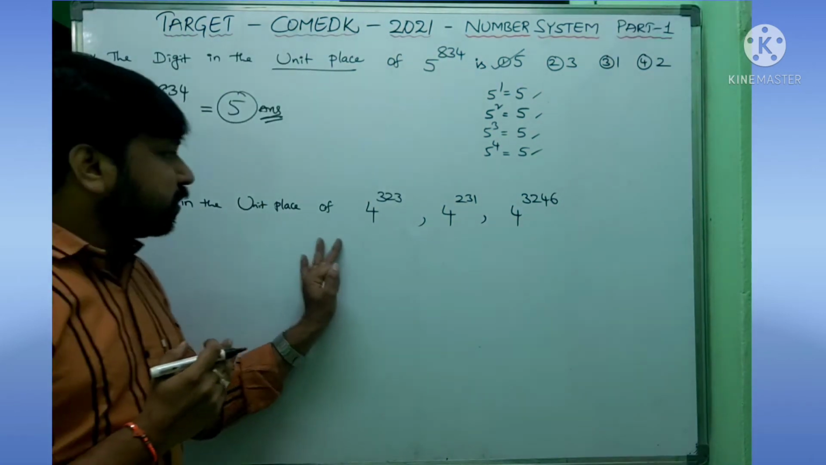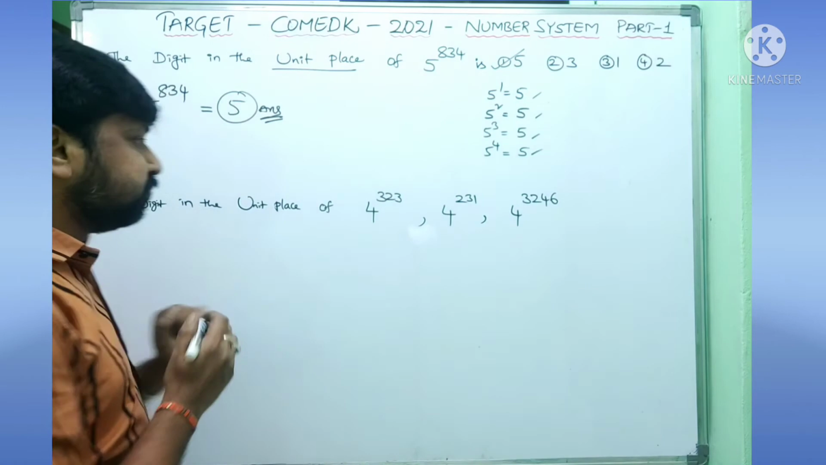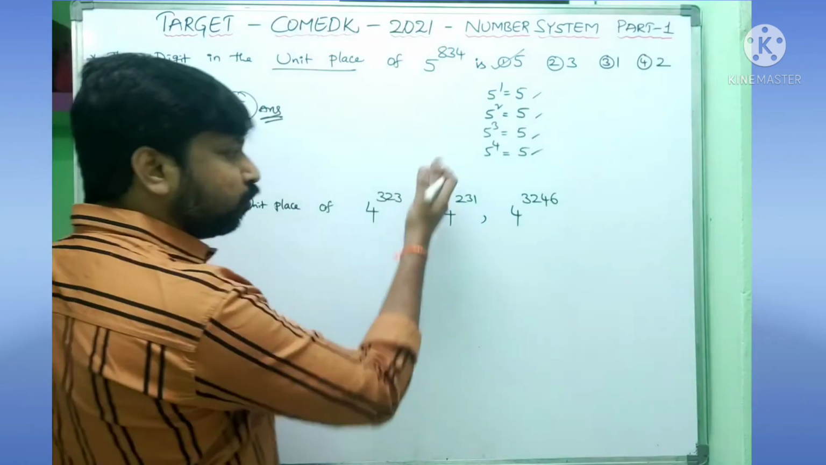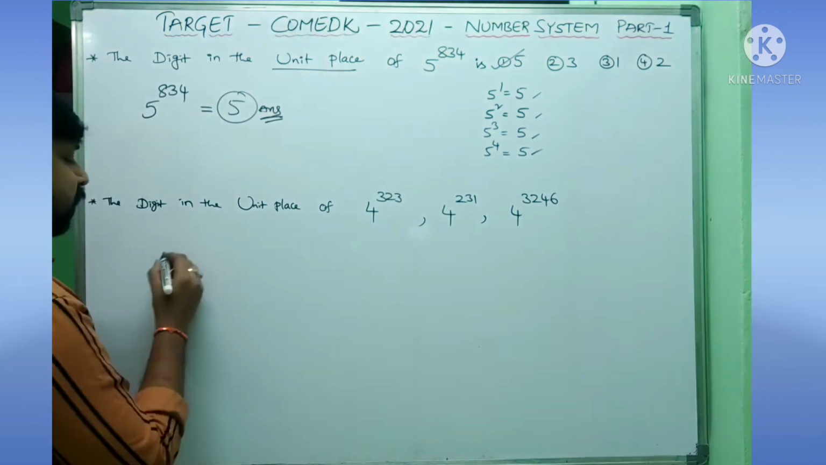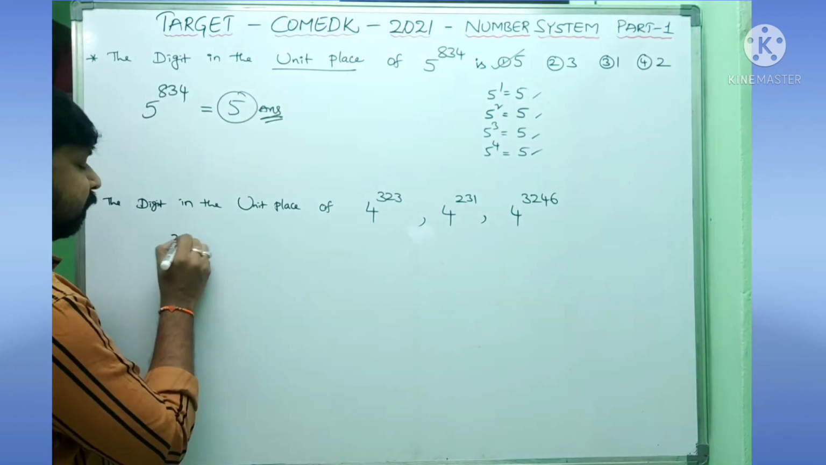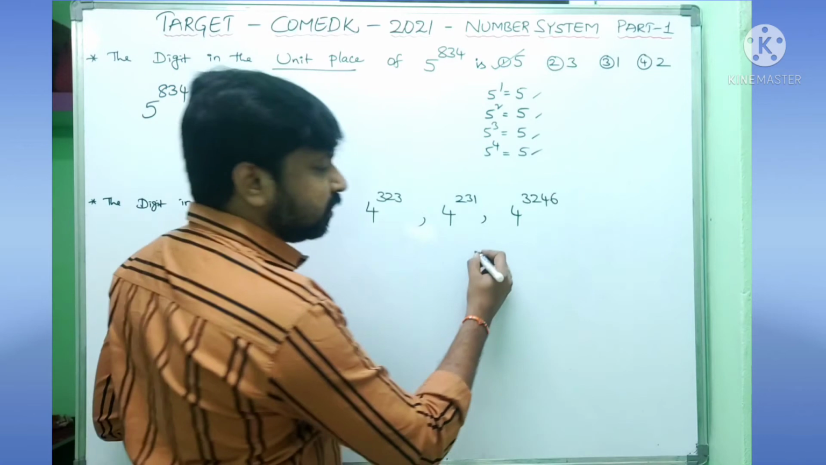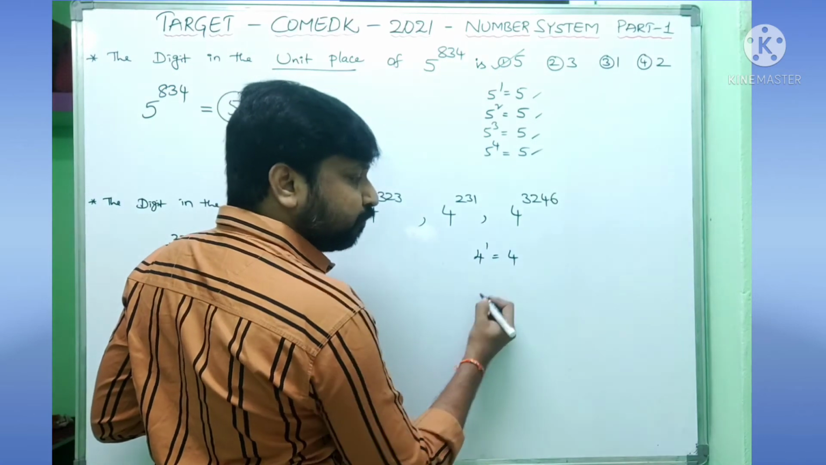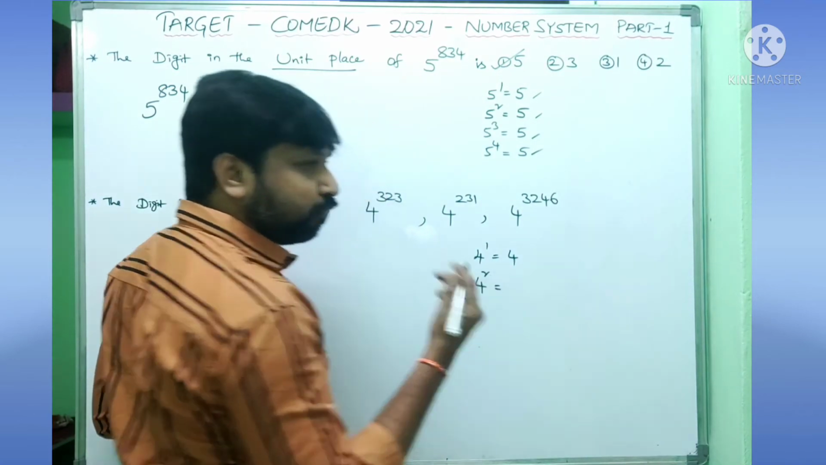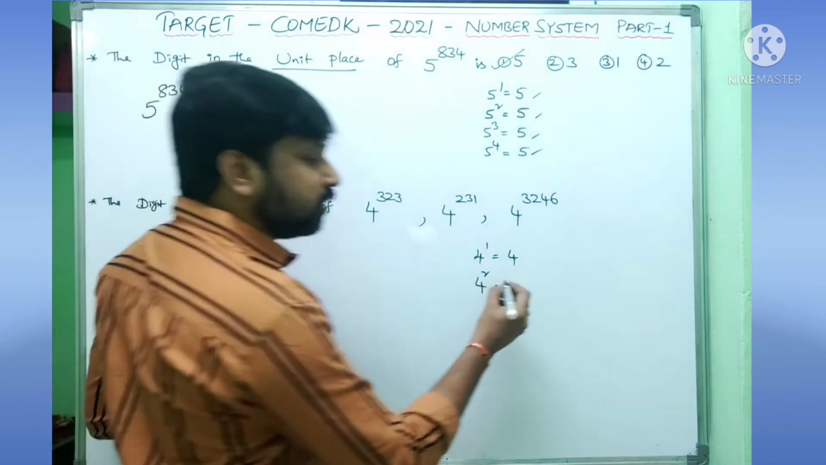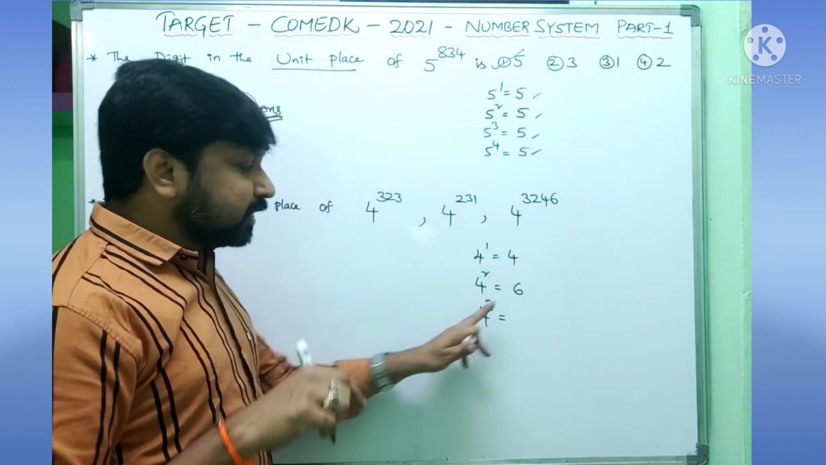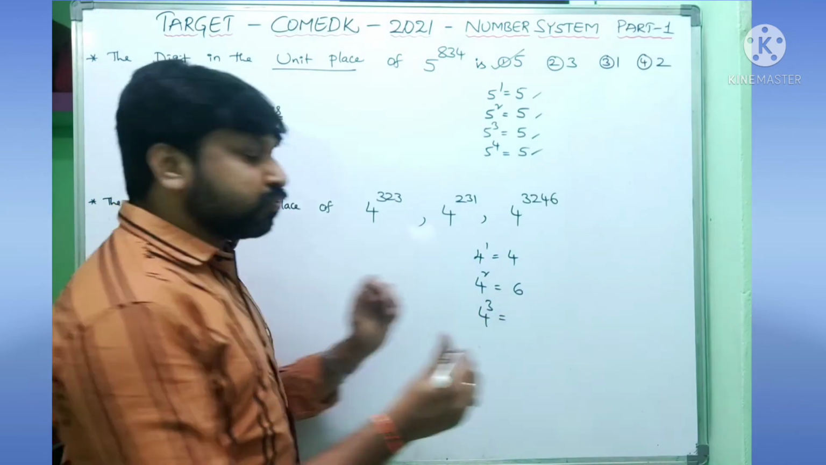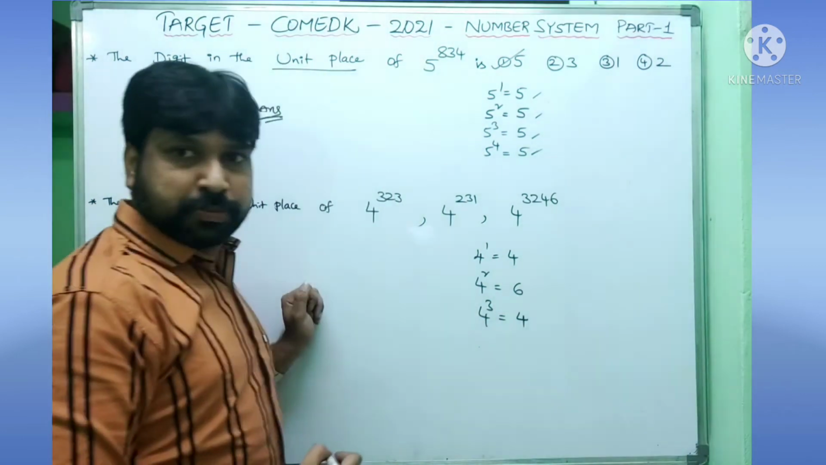The digit in the units place of 4 power 323. Here we have 4 power 323, 4 power 231, 4 power 3246. We are going to see one by one, friends. First, let us analyse 4. 4 to the power of 1 is equal to 4. 4 square is 16, so the units place is 6. 4 cube is 6 into 4, so 24, so the units place is 4.